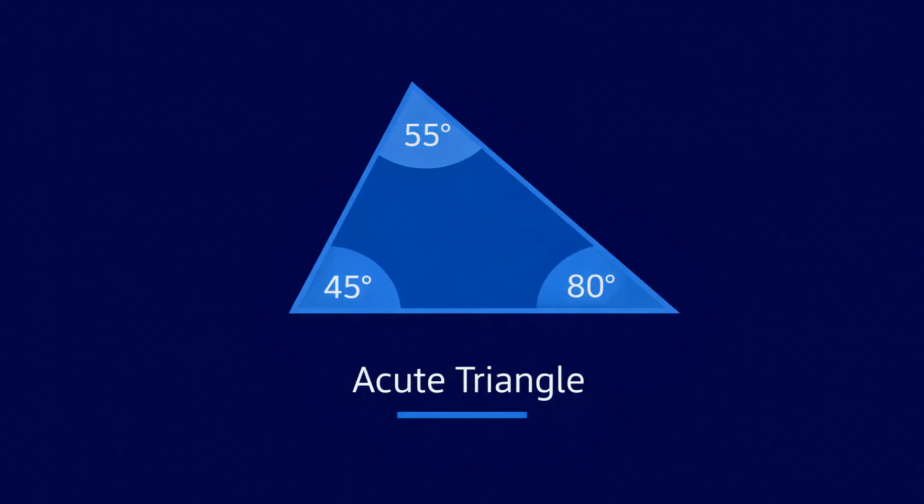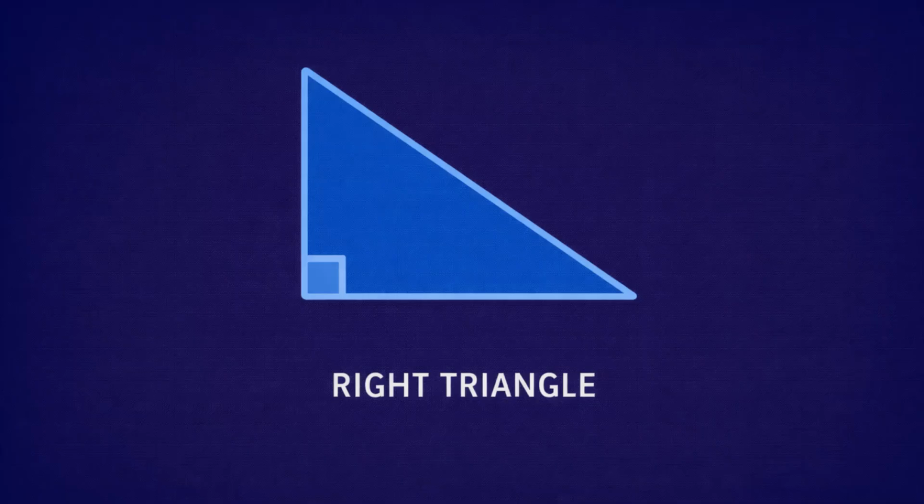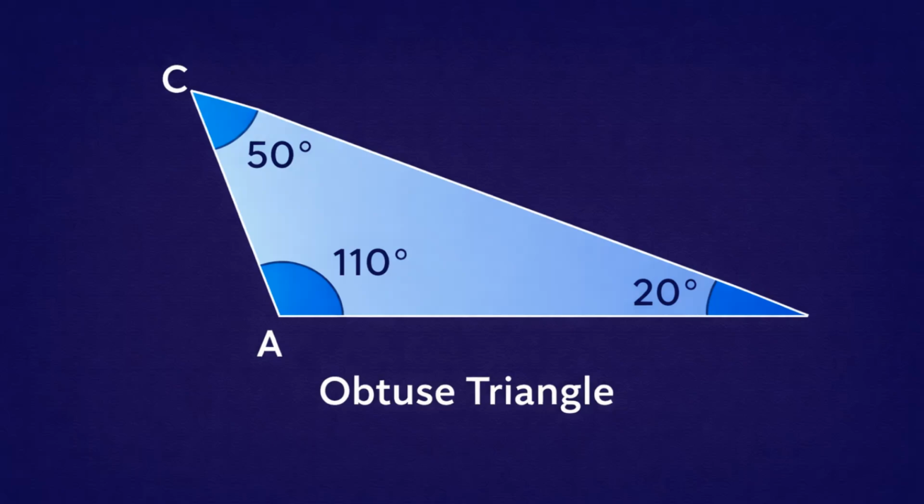Triangles can also be classified by their angle measures. An acute triangle has 3 angles that are all less than 90 degrees. A right triangle has one angle that is exactly 90 degrees, and that angle is usually marked with a small square in diagrams. An obtuse triangle has one angle that is greater than 90 degrees. Only one angle in a triangle can be obtuse, because of an important rule.